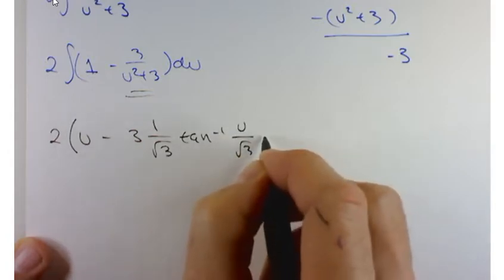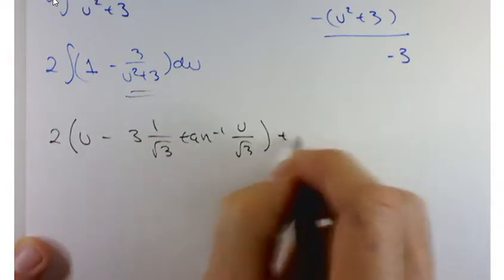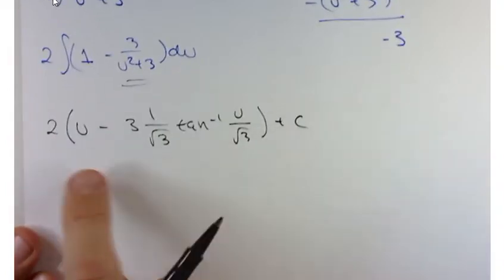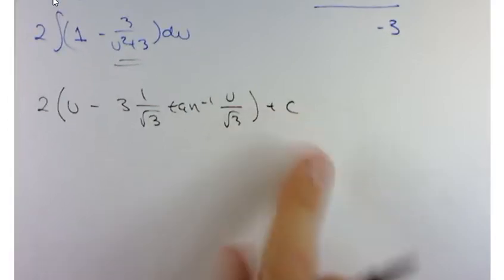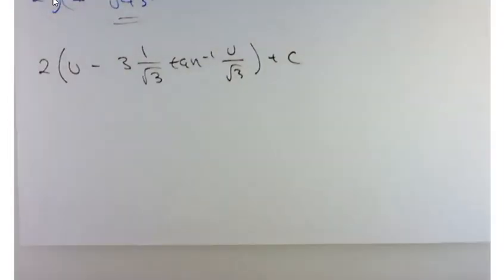plus a constant. Now, I could put the plus a constant in here. I'm going to leave it outside of all this. Twice a constant is still a constant. I'm not sure exactly why, but I enjoy abusing constants in this class. You can abuse them a lot, so enjoy it.